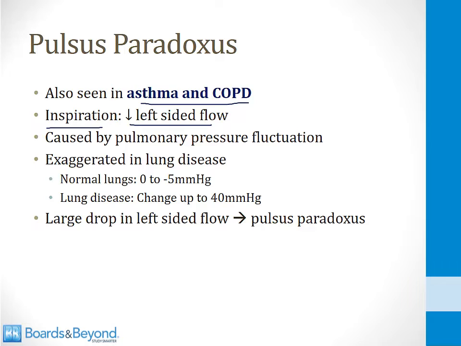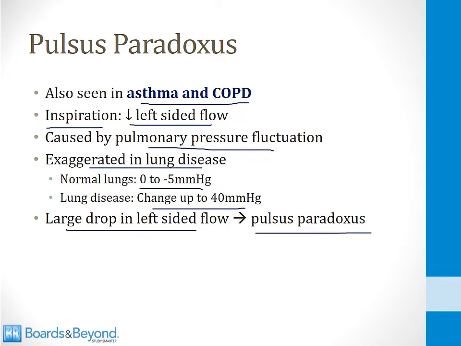The reason for this change in left-sided flow is pulmonary pressure fluctuation that normally occurs when you take in a breath. These fluctuations in pulmonary pressure are exaggerated in lung disease. So for example, in a normal patient, the pulmonary pressures only change from about 0 to -5 millimeters when you take in a breath. In patients with lung diseases, the change can be up to 40 millimeters, and for this reason, there can be a large drop in left-sided flow, and this leads to pulsus paradoxus, the same finding you see in tamponade, but via a totally different mechanism.